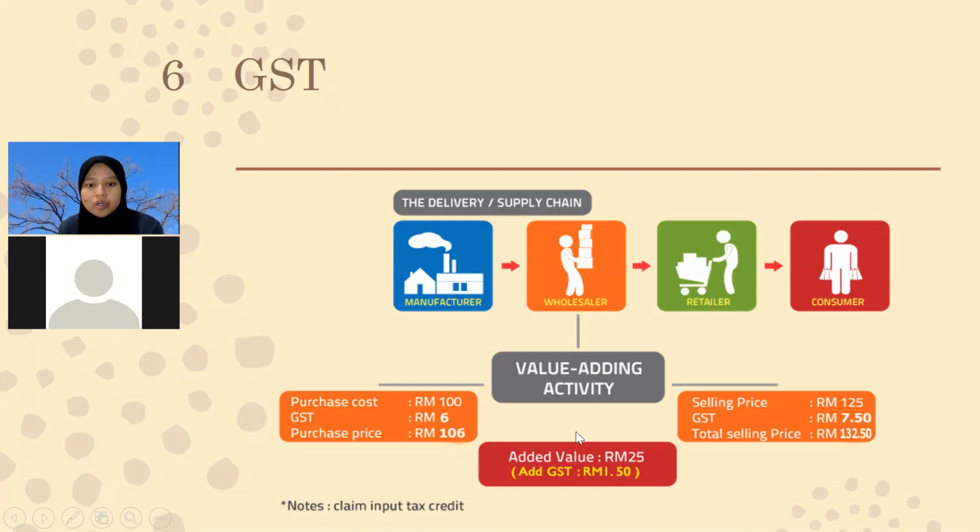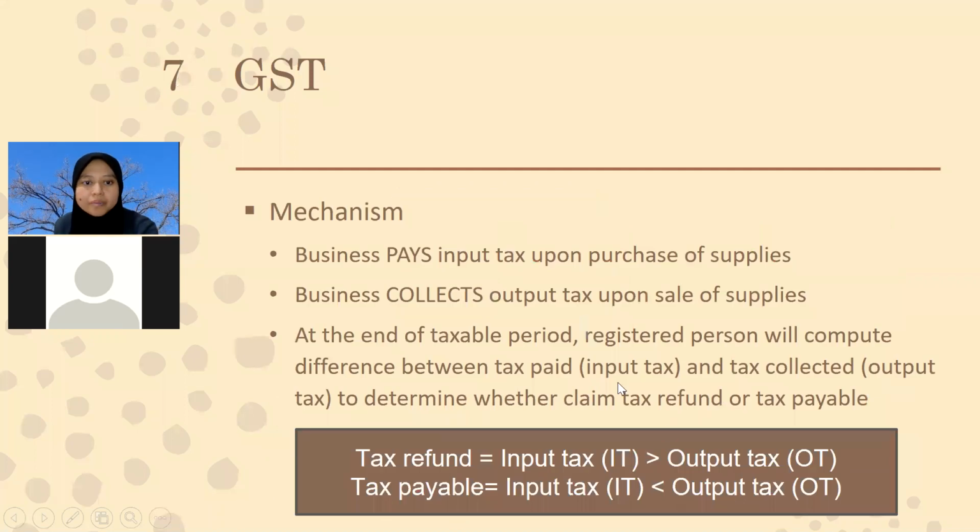Okay, so because this 6 ringgit can be claimed back, this one they have to pay to the government. Basically, what they have to submit to the government is only 1 ringgit and 50 cents. Okay, set off between what they should be able to claim back and what they need to pay. They need to pay 7 ringgit and 50 cents, but they can claim back 6 ringgit, so just pay 1 ringgit and 50 cents to the government. Okay, so this is the mechanism of GST.